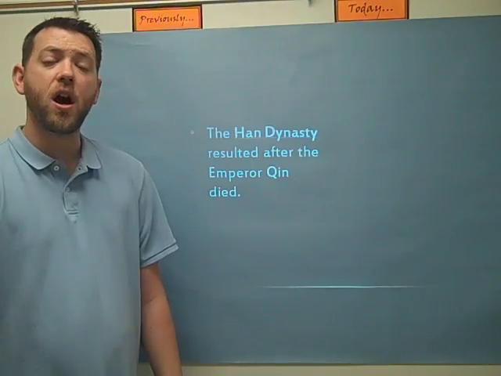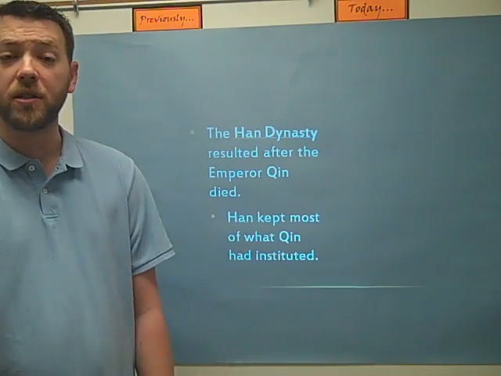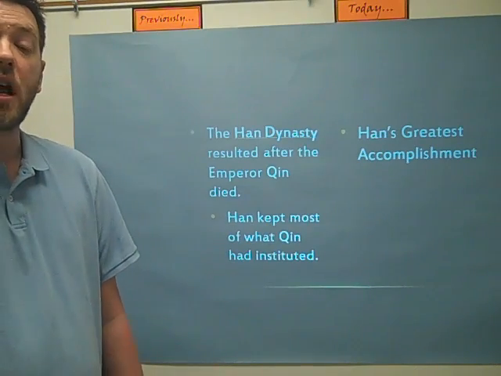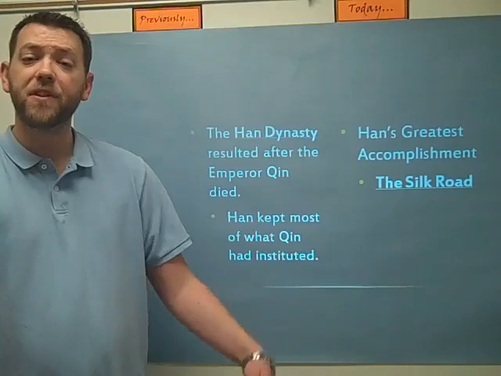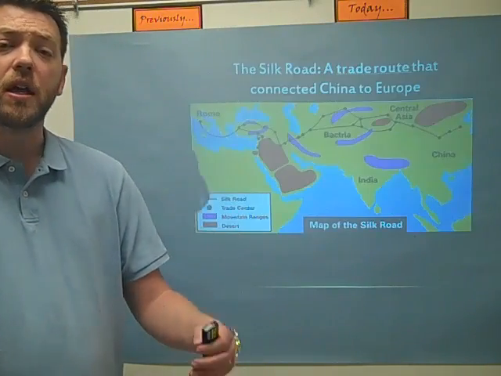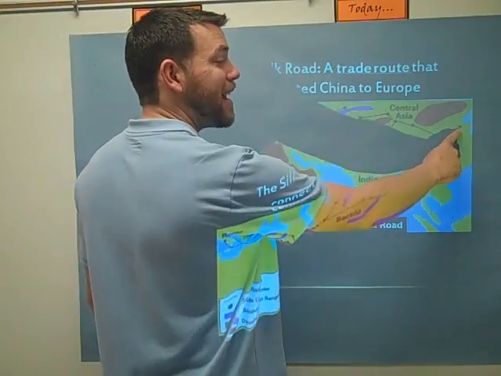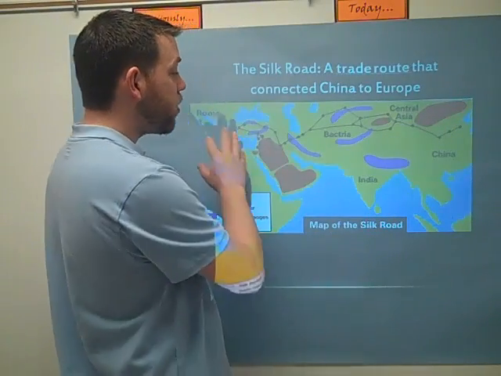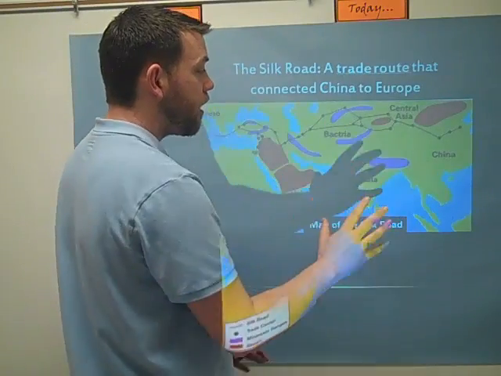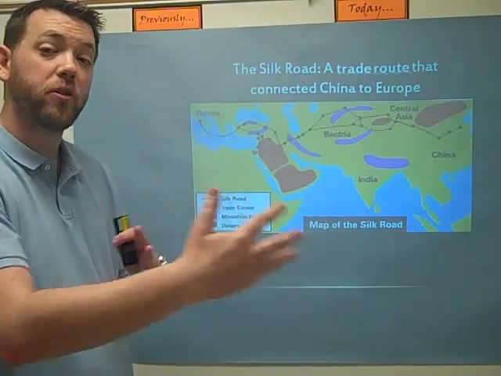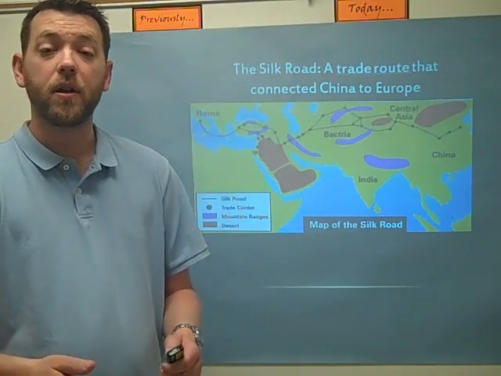After Qin died, the Han Dynasty took power. Han kept most of what Qin had already instituted. Han's greatest accomplishment was the implementation of the Silk Road. It wasn't an actual road. It was just a way of traveling between Rome and what is now present-day Beijing. He used these pathways, which developed into roads with all the people traveling on them. It's just a trade route that connects China to Europe.